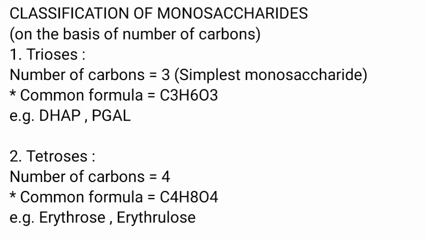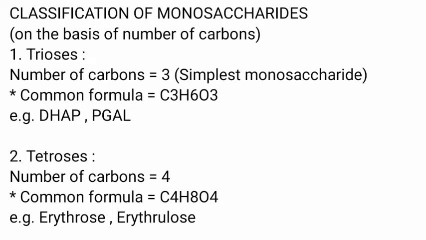Very first one, trioses. Number of carbons is 3. Trioses are called the simplest monosaccharides. Common formula is C3H6O3. Examples: dihydroxyacetone phosphate, DHAP, and phosphoglyceraldehyde, PGAL.